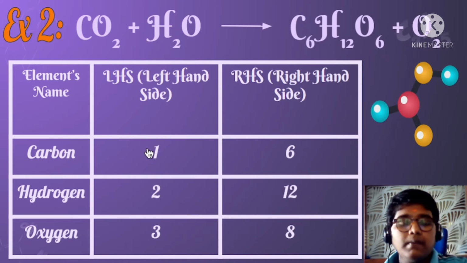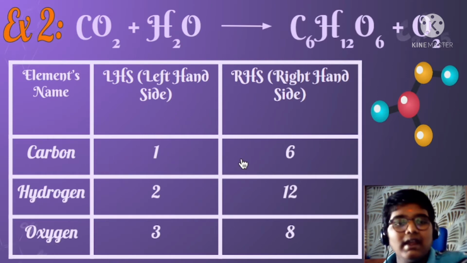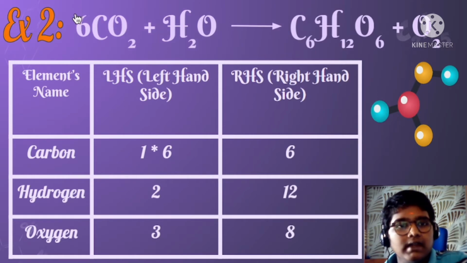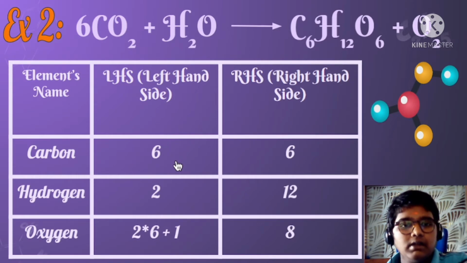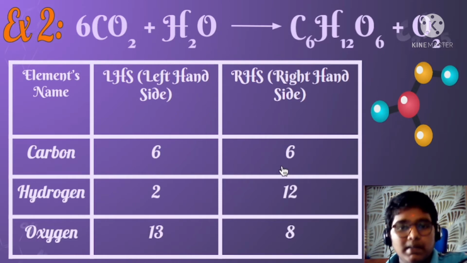So we must follow this order: carbon, hydrogen and oxygen, when these three elements are present in the equation. First of all we will balance carbon. So we multiply carbon with 6, so we get 6 here, and this 6 follows for the whole compound as we saw in the previous example. So it becomes 6 carbon, while it disturbs the oxygen, so 6 twos are 12 plus 1 oxygen, that becomes 13. Now carbon is balanced.